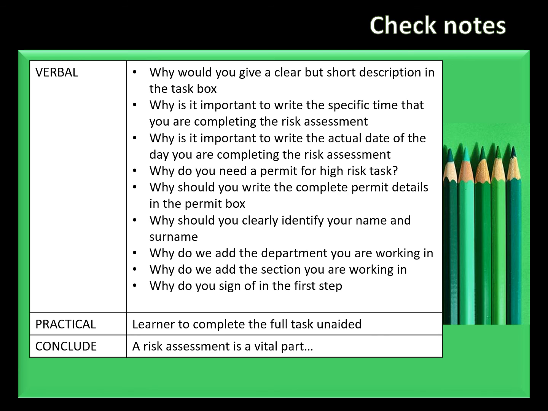On your check notes, you also then write the practical, and you just write down there, learner to complete the full task unaided. And then, of course, you conclude. You don't just leave a session. That's like a plane landing and it's not letting its wheels come down. So you conclude it by adding in why the task is important, another fact that is interesting, anything that will conclude it properly.